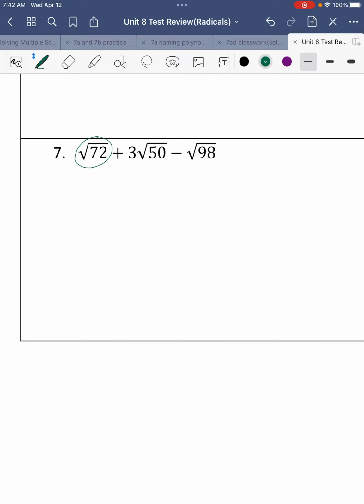All right, number 7. Now we're going to be adding and subtracting. Whenever you're adding and subtracting, your first step is to simplify each individual radical. So I'm going to break down 72, and I'm just going to think 9 times 8. 3 times 3, those are prime numbers. 4 times 2 is 8. 2 is a prime number. 2 times 2 is 4. So the square root of 72 gets broken down into 2 times 2 times 2 times 3 times 3.